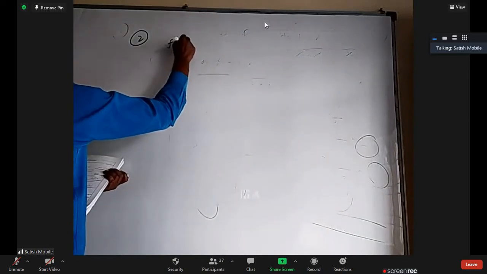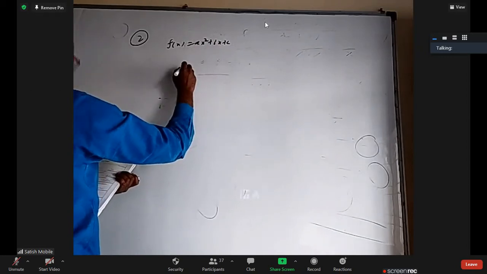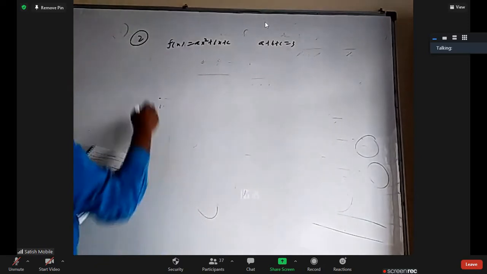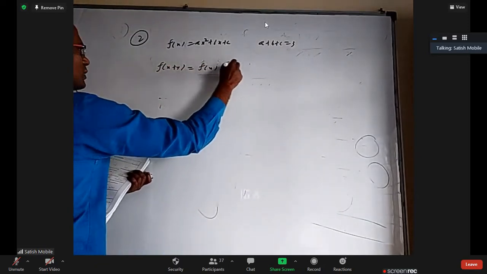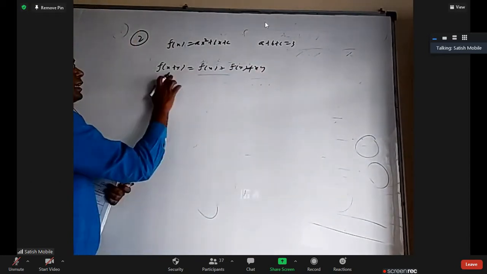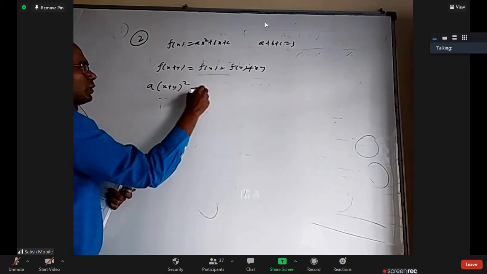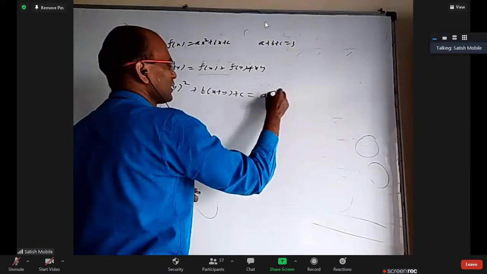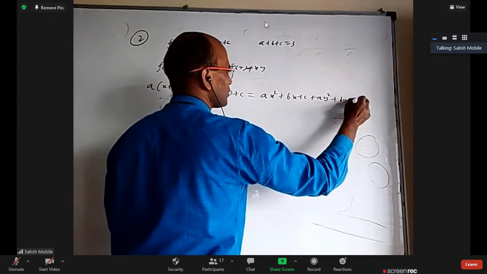So they gave f of x equal to ax square plus bx plus c, and a plus b plus c equal to 3. And f of x plus y is equal to f of x plus f of y plus xy for all x and y. That is an important one. F of x plus y is a into x plus y whole square, b into x plus y, plus c. This is ax square plus bx plus c. This is ay square plus by plus c plus xy.